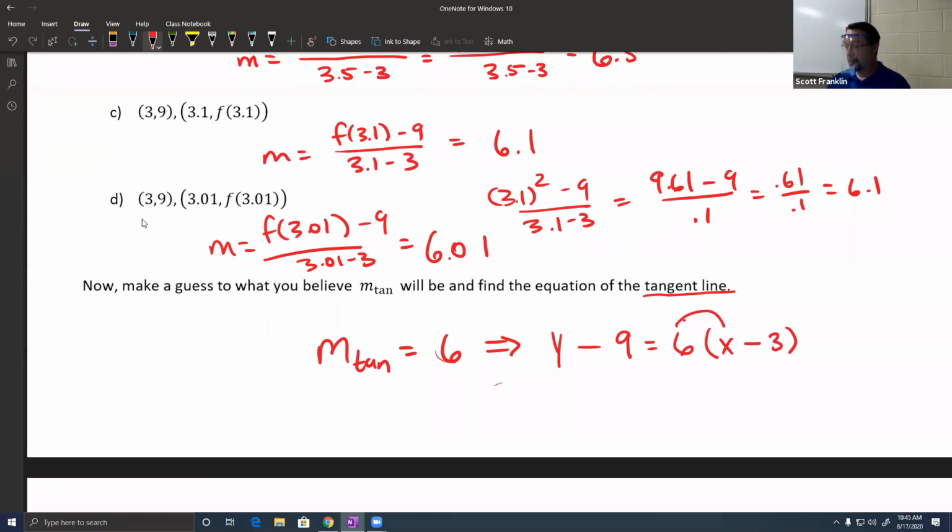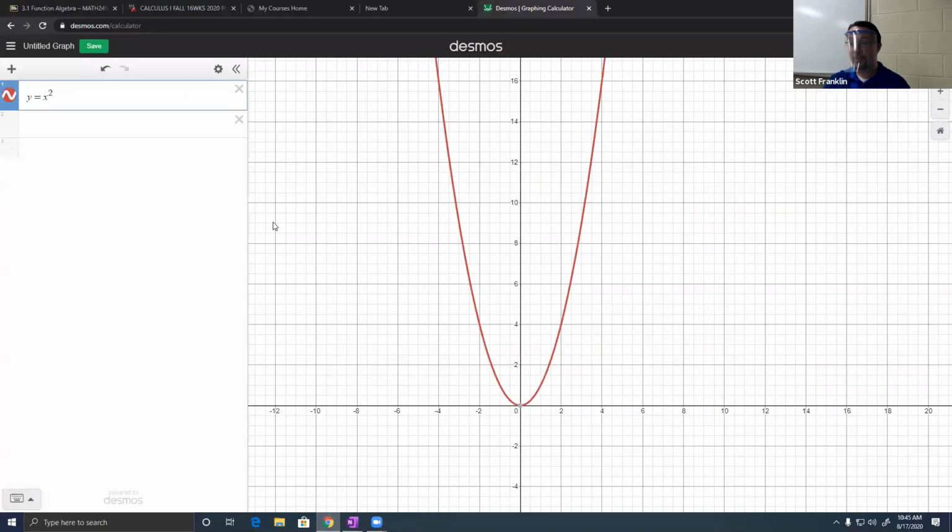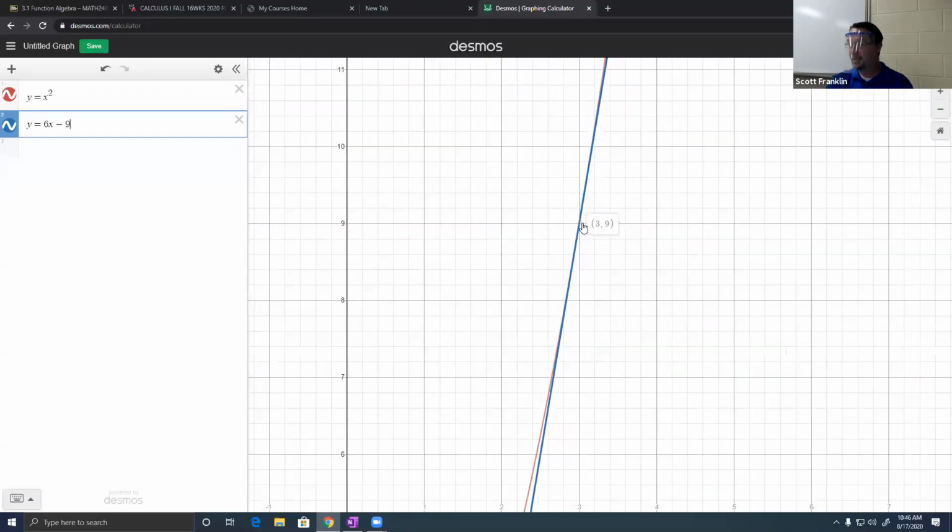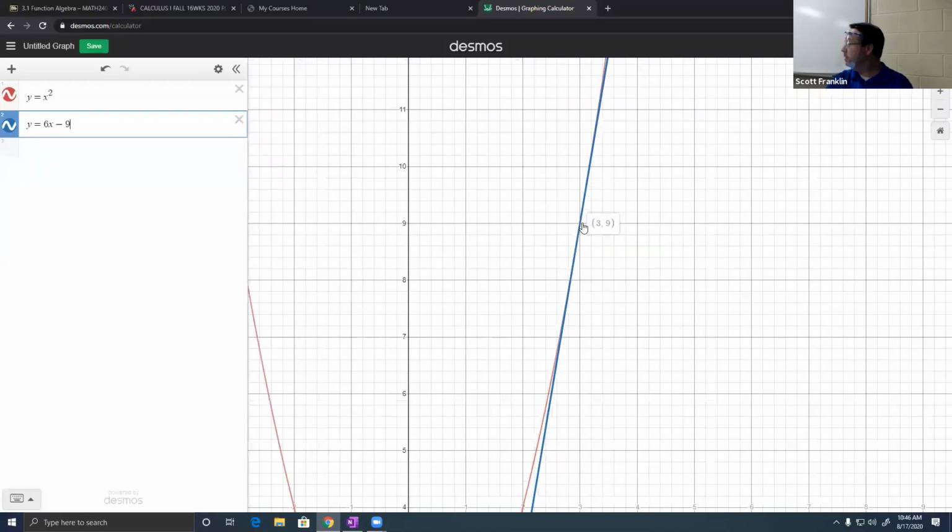So with a little bit of algebra and moving things around, that's 6x minus 18. If you add 9 to both sides, y is 6x minus 9. This is the equation of the tangent line to the curve y equals x squared at x equals 3. I can prove that that makes sense by going back to Desmos. If I type in y equals 6x minus 9, what do you see? It's a line that touches y equals x squared, but never crosses it at that point right there. Isn't that cool?